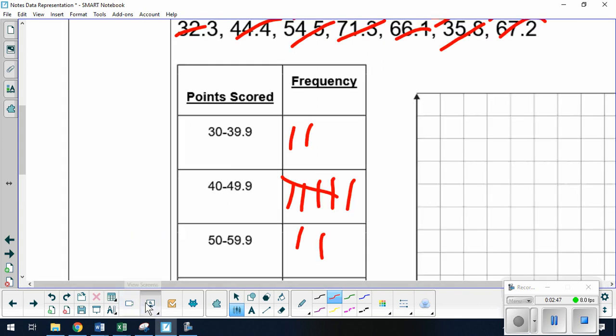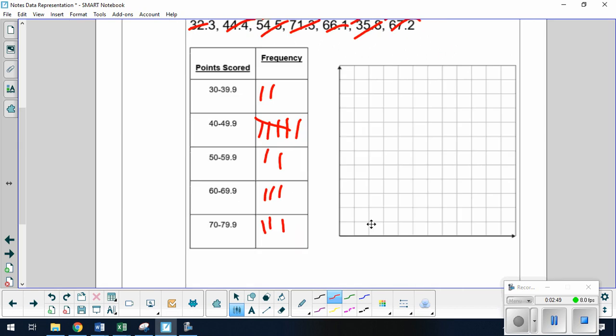Let's see if I can get this whole thing to fit on the screen for me. There we go. So we have 2 of them that are between 30 and 39.9, 6 in this range, 2 in this range, 3 and 3. All right, so here we go. On our graph here, I am going to do that little squiggle that says I'm skipping a bunch, and I am going, actually, you know what, I won't. I think I have enough to go 10, 20, 30, 40, 50, 60, 70.